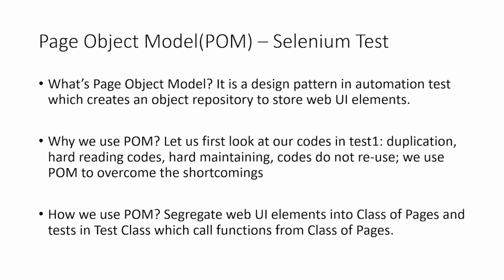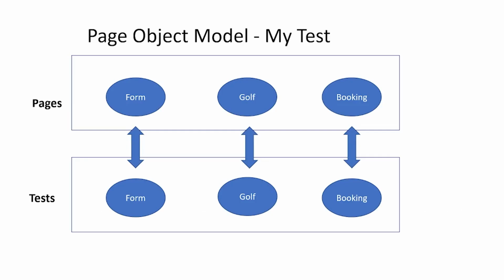How do we use page object models? Well, first, we segregate web UI elements into class of pages and test in test class which call functions from those class of pages. Here is a diagram outlining what I just described. We have two classes, pages and tests. Within pages, we specify various web UI elements and functions, and in test, we call upon those testing functions.